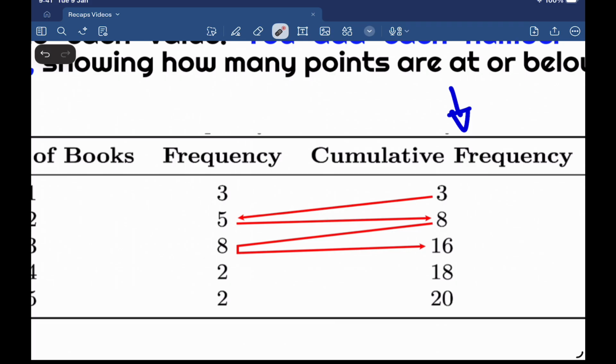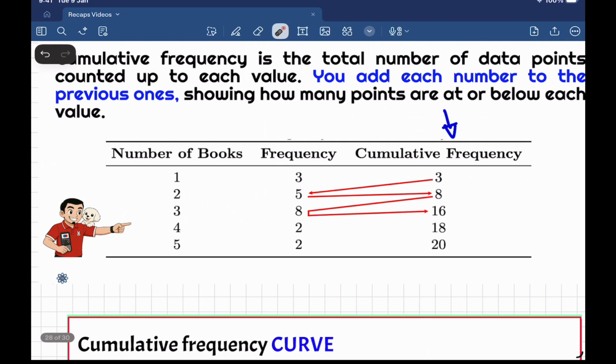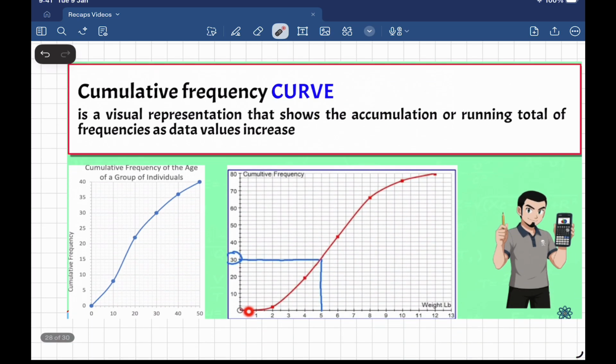Easy peasy. Again, this 8 plus 8 is going to be 16. Then 16 plus 2 is going to be 18. 18 plus 2 is going to be 20. And this is how we can find the cumulative frequency. Then we are going to use this cumulative frequency to draw the cumulative frequency curve, something like this. This is a way to represent the cumulative frequency table.